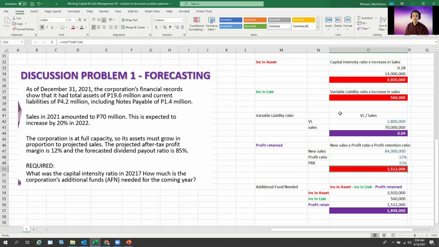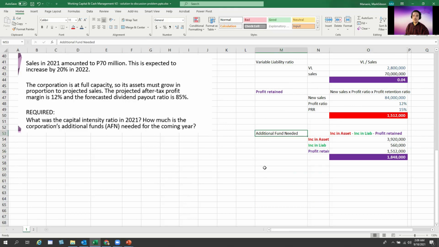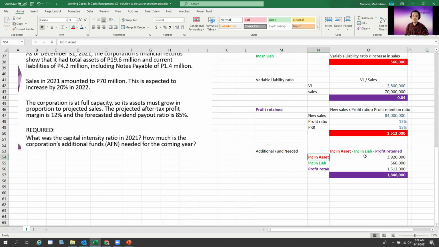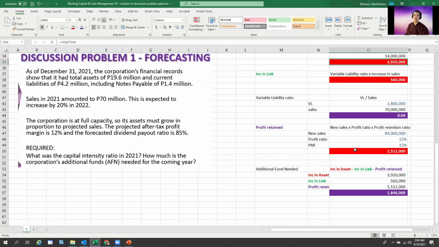So nakuha na natin ngayon yung tatlong elements to calculate the additional fund needed. So sabi ulit natin, to calculate your additional fund needed, it's increase in asset, less increase in liability, less profit retained. How much is the increase in asset? It's 3,920,000. How much is the increase in liability? It's 560,000. The profit retained is 1,512,000. I-deduct lang natin sila. So 3,920,000 less 560,000 less 1,512,000. So you will get 1,848,000. And this is your additional fund needed.